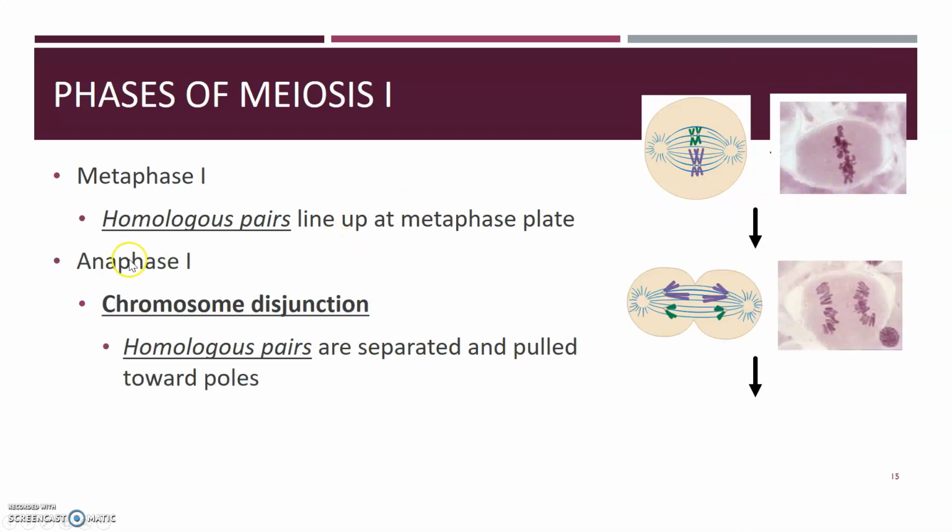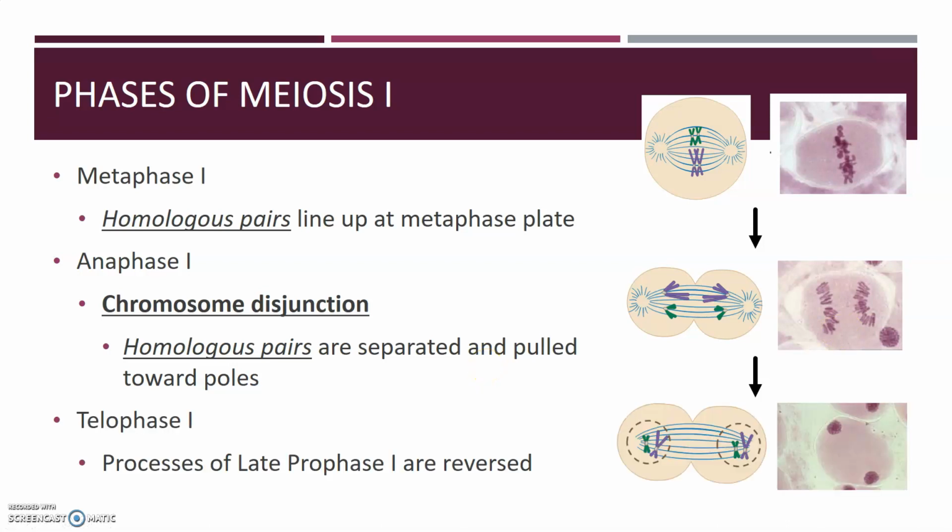And then in anaphase 1, which is the next stage, the homologous pairs are separated from each other. One purple chromosome moves to the right, one purple chromosome moves to the left, same with the green, and those pairs are no longer together. And they get pulled towards the poles of what's going to ultimately become 2 new cells. This is a process known as chromosome disjunction. The disjunction is a separation, and the chromosome is telling you what gets separated. In this case, homologous chromosomes get separated from each other, and the homologous pairs are pulled apart.